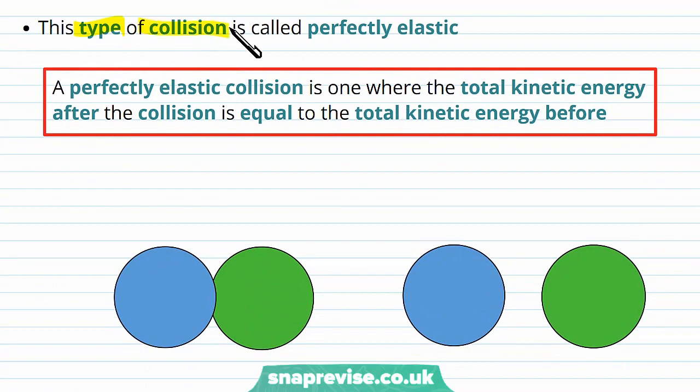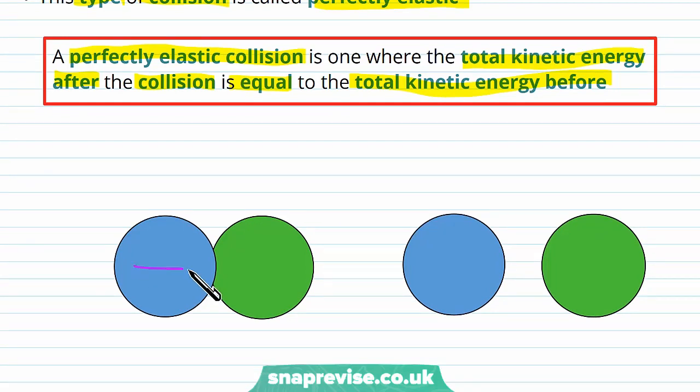This type of collision is called perfectly elastic. A perfectly elastic collision is one where the total kinetic energy after the collision is equal to the total kinetic energy before. So the kinetic energy hasn't been transformed into other forms.